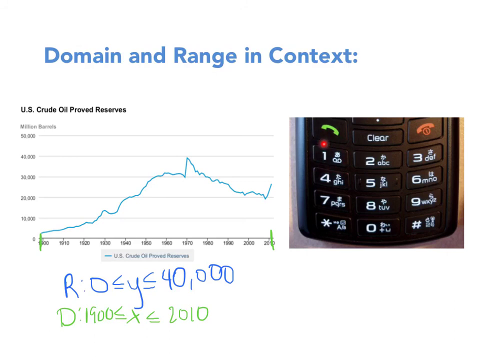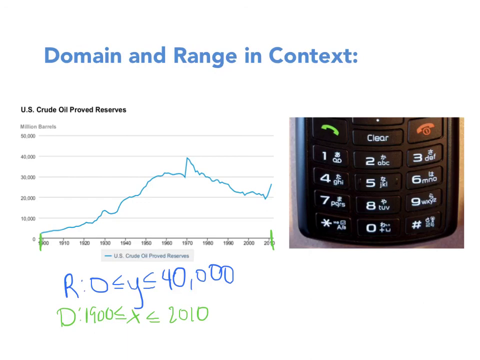The 1 button, you push it, you get a 1. So the input, the domain would be 1, and the output would be 1. So the domain is 1 and the range is 1. And for 2, it's the same thing. The domain is 2 and the range is 2. The domain would be pushing 2, but the range could also be A, B, or C. 3, the domain is pushing 3, and the range is 3 or D, E, F.